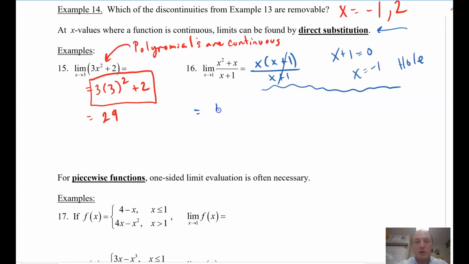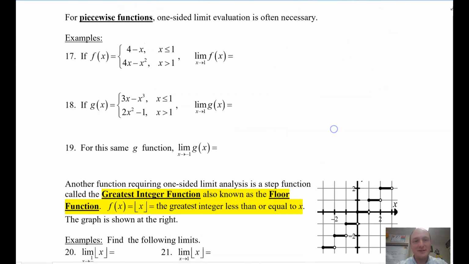So I plug in 1. So 1 squared plus 1 divided by 1 plus 1. That's 2 over 2, which is 1. So here's your limit. That's evaluating limits algebraically via direct substitution. If you ever have a problem that asks for the limit of f of x and f of x is continuous, all you have to do is plug in that value. It makes it nice.